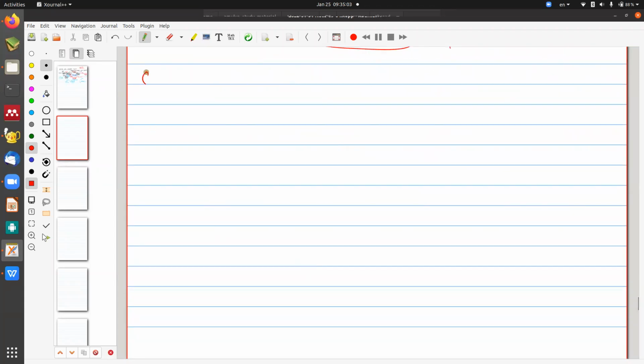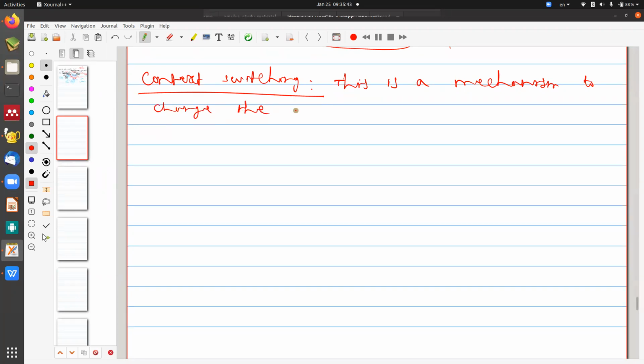The next interesting thing: what is a context switch? Last class I told what context switching is and when it is required. Anybody? Only one person is participating. Yes, moving from one process to another process. Who is moving? The CPU. So this is a mechanism to change the control of the CPU from one process to another process.